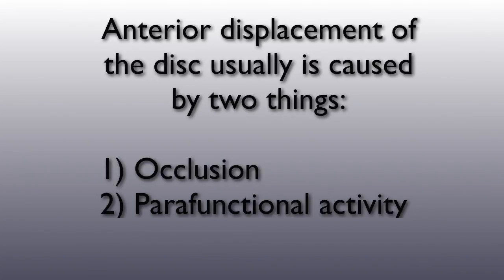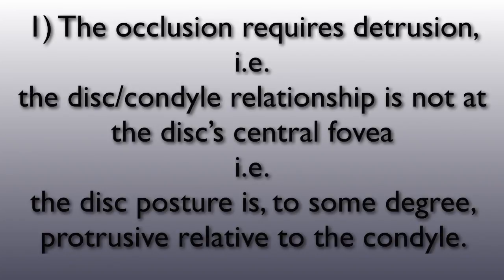Anterior displacement of the disc is usually caused by two things: occlusion and parafunctional activity. So the first risk factor for the discs becoming anteriorly displaced is an occlusion which requires detrusion. In other words, the disc-condyle relationship is not at the disc's central fovea. The disc's posture is to some degree protrusive relative to the condyle.